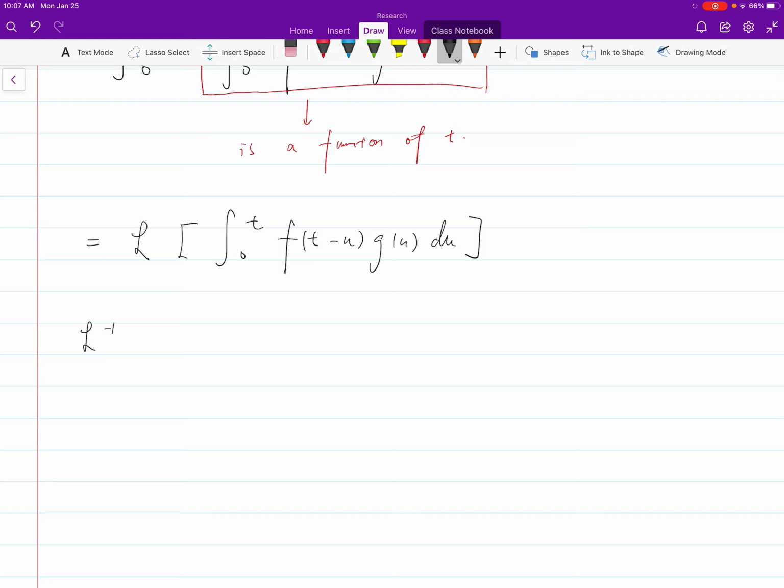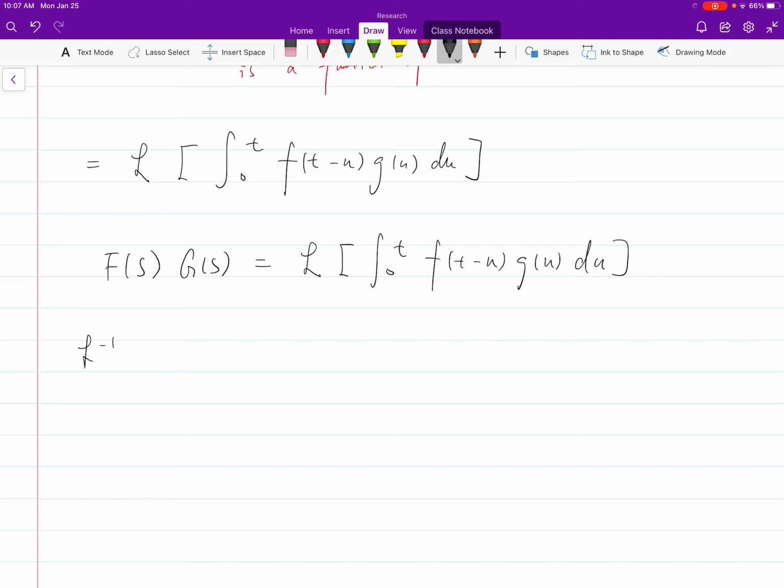So let me write down what we just did. We did calculus 3, we did change of variables. We integrate the same region with two different types to switch. And finally, we have something like this: F(s)G(s) equals L. That's two Laplace transforms, and we can show they merge into one Laplace transform. That's equivalent to, say, L inverse, which is what we want, can be written as this.